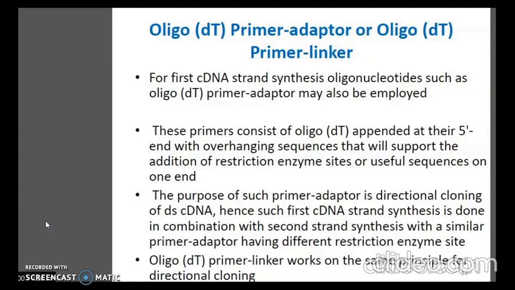The purpose of such a primer adapter is directional cloning of double-stranded cDNA. Hence, first cDNA strand synthesis is done in combination with second strand synthesis with a similar primer adapter having a different restriction enzyme site. And the same principle is there for oligo-dT primer linker for directional cloning.